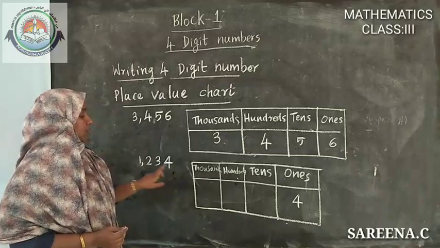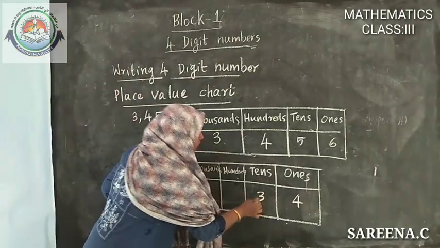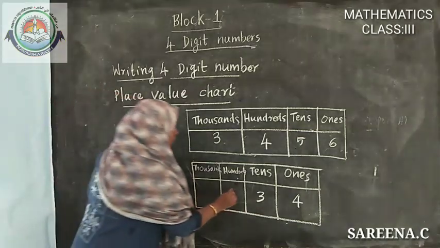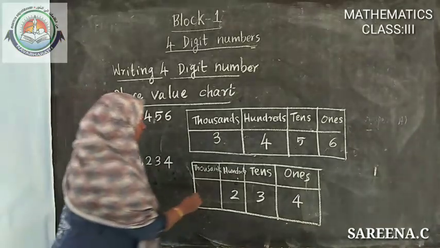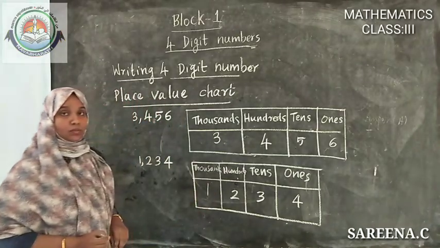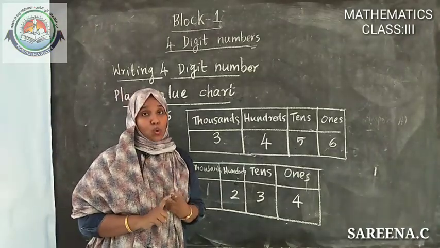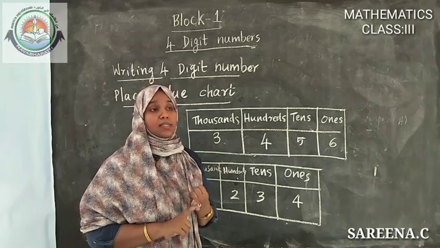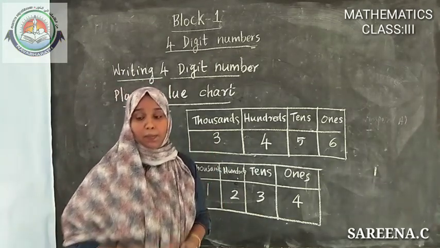4. Then how many tens are there? 3. Then how many hundreds are there? 2. And how many thousands are there? 1. Okay. There are 2 methods for showing a 4-digit number that we studied, that is an abacus and a place value chart. Okay.